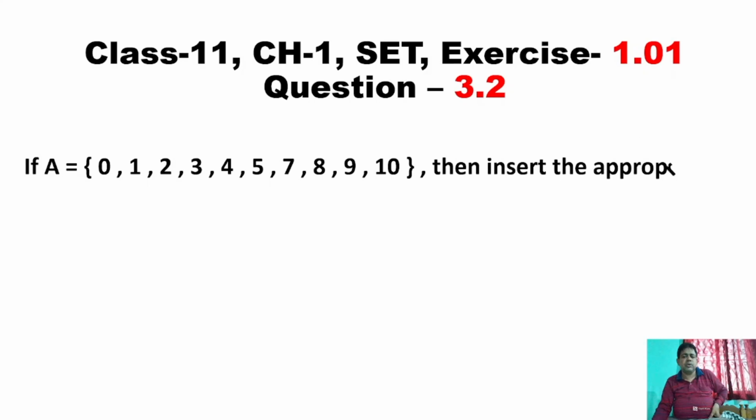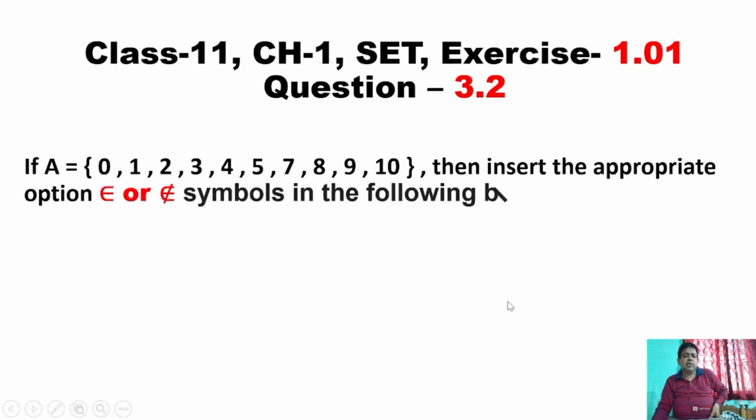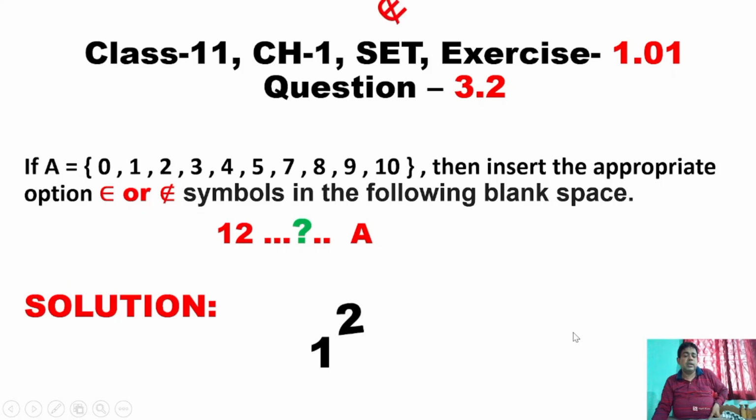Question number 3.2, second bit. Use of the notation belongs to, does not belong to. Here you see, 12 is an element and A is a set. You clearly see 12 is not an element of the set A. If 12 is not an element of the set A, what do you have to write? 12 does not belong to A. 12 is not an element of the set A. We read it as 12 does not belong to A.